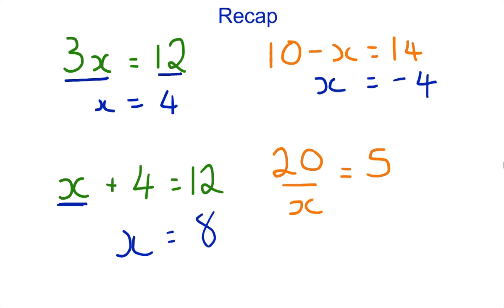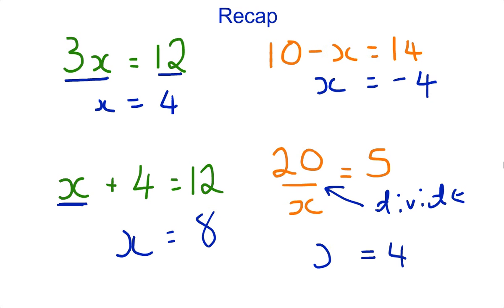And the last one, 20 divided by something is 5. Remember this line here means divide. So 20 divided by something is 5. How many 5s go into 20? Well, 20 divided by 4 is 5.